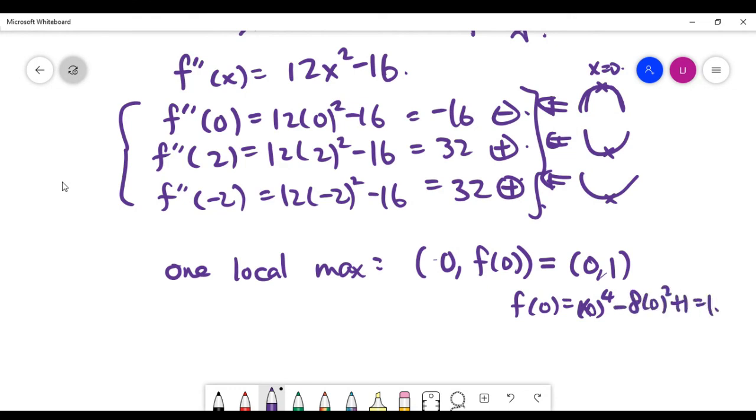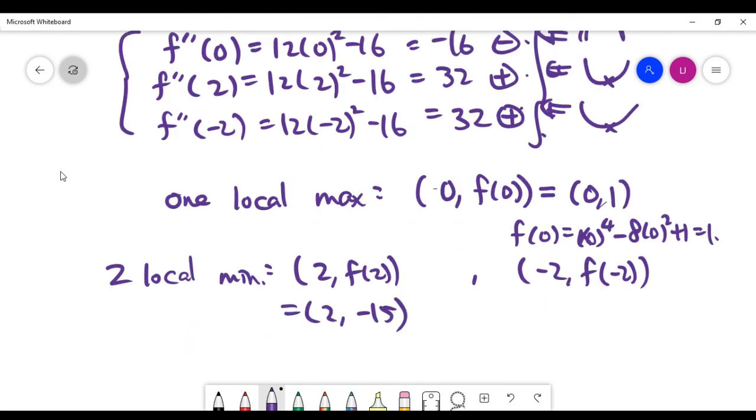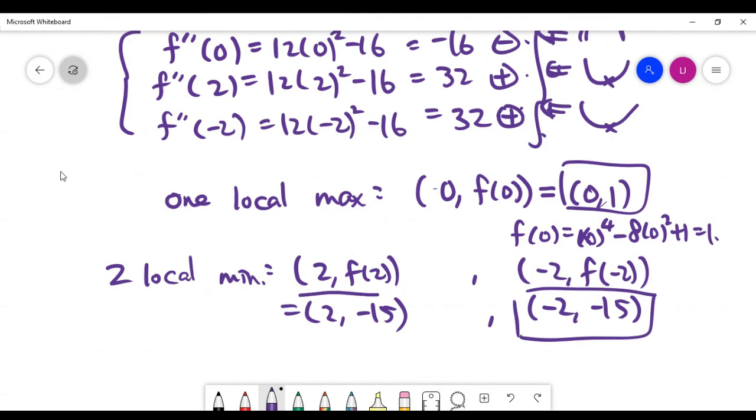And similarly, we actually get two local minimums. The first local minimum is the point (2, -15), and the next one is (-2, -15). So these are the behaviors around these critical numbers. One is a local maximum, the other two are local minimums.